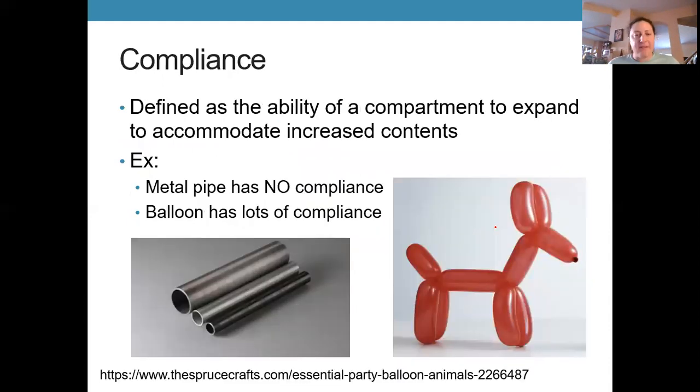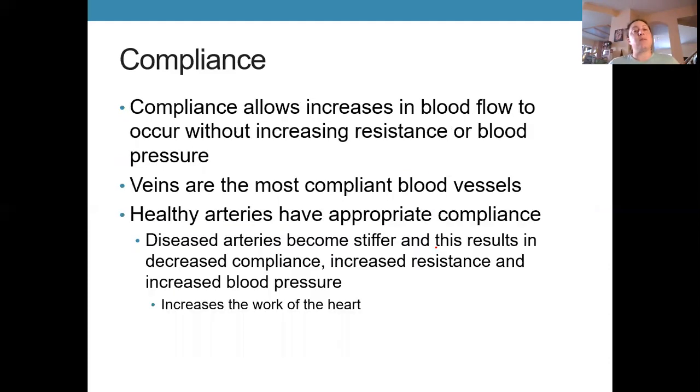Compliance is the other big factor here. So compliance is just the ability of a compartment to expand to accommodate increased content. We've been touching on this a little bit. It's a little bit hard to explain. It's just kind of like how well something can stretch, essentially. For example, a metal pipe has no compliance because you can't make metal stretch. But a balloon has a ton. And blood vessels fall somewhere in between that. You don't really want them to be on those extremes.